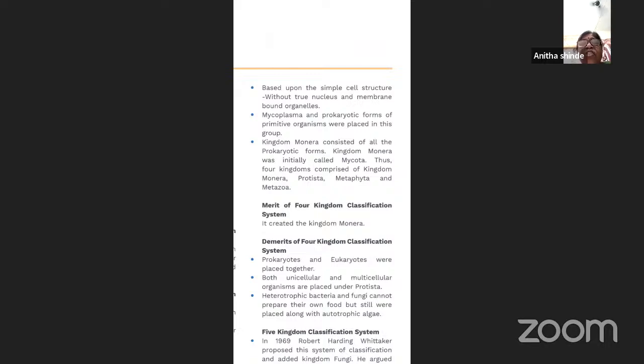Initially this kingdom Monera was called Mycota, but according to the modern terminology, they have changed its name to Monera. So the four kingdoms under this classification are Monera, Protista, Metaphyta, and Metazoa. All the rest of the things are the same; only they have given different names. Protista and Metaphyta, you all know. Then you have Metazoa. Phyta means plants, and Zoa means animals.